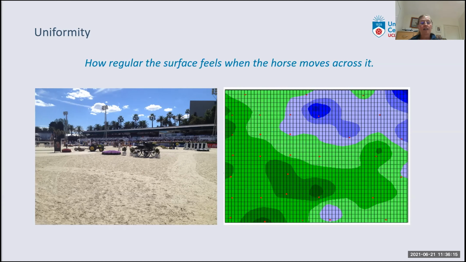It's not the same surface as in the image, I have to say, but the surface itself looked very flat and even. But when you look at the functional properties underneath it, they were really quite different, and the horse would have experienced a quite different performance and different reaction from the ground when it was moving around this particular arena.